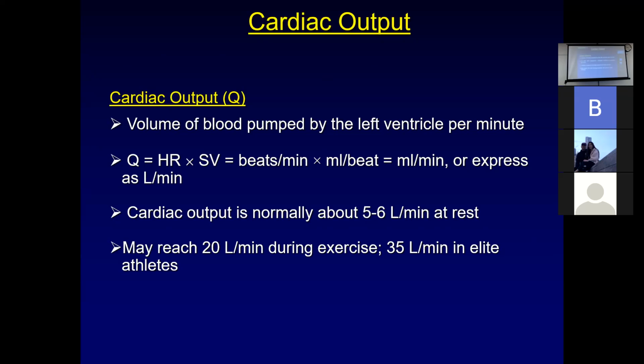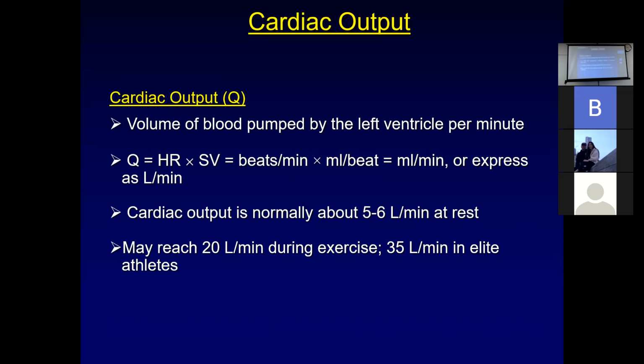Which one do you want to guess? Stroke volume. Whichever of you has the largest stroke volume will probably win the race. You want to know how I can predict who has the biggest stroke volume? Whoever has the biggest heart.